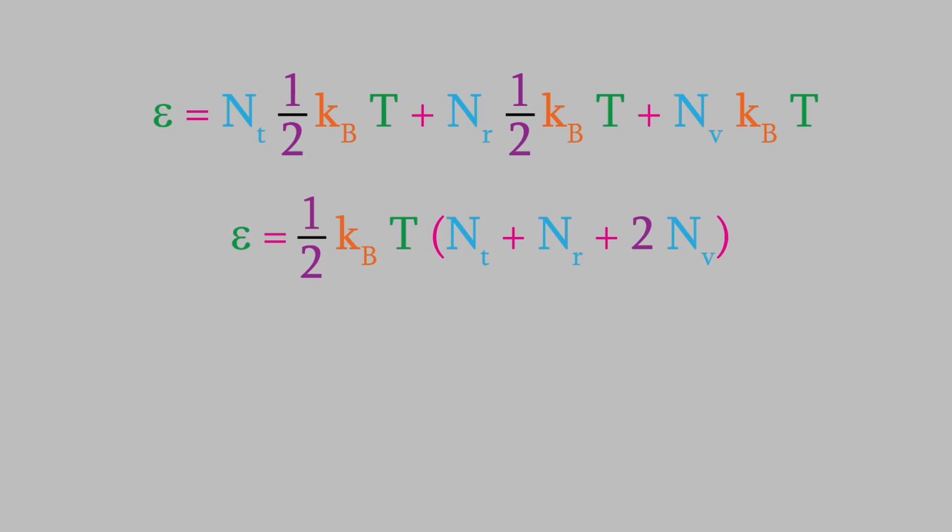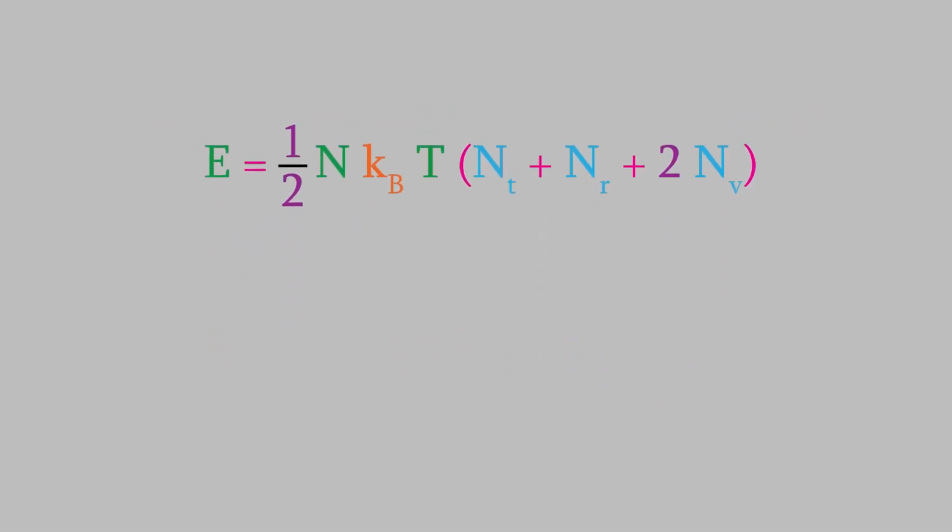Notice that we've been using the Greek letter epsilon for the energy instead of the letter E. This is because we're calculating the energy for just one molecule. Of course, ordinarily we want the energy of a much larger sample, something that we could see with our eyes. To get that, we'll just multiply this equation by the number of molecules, which we'll call capital N.